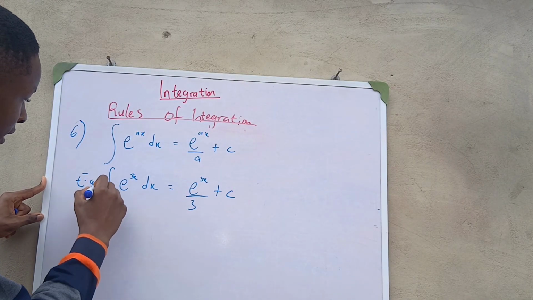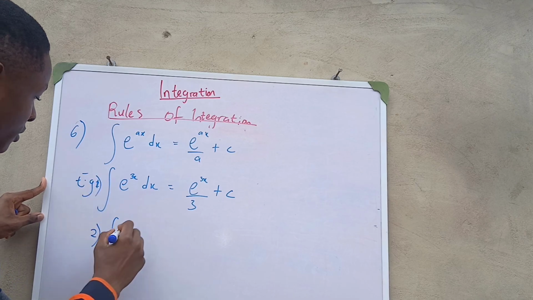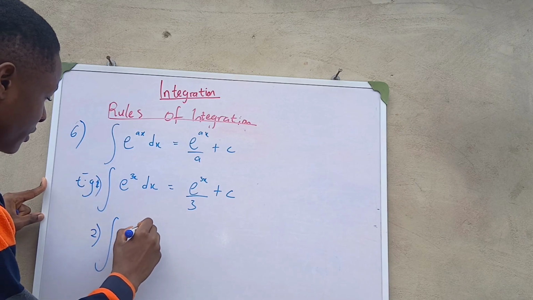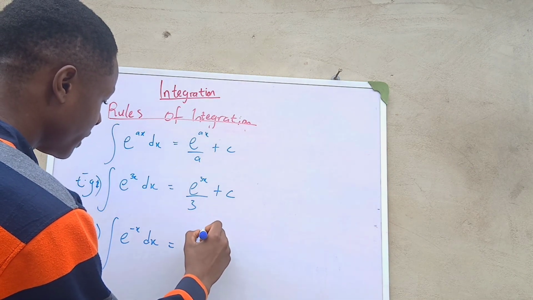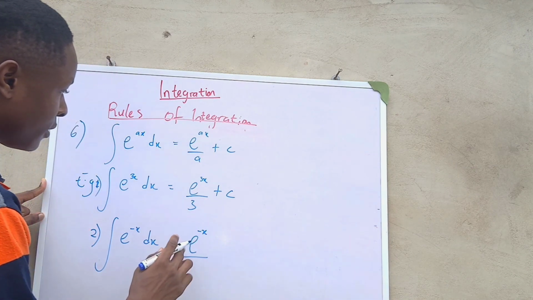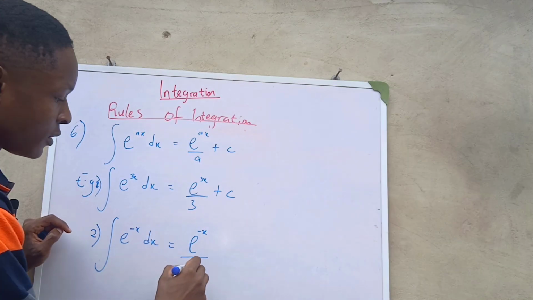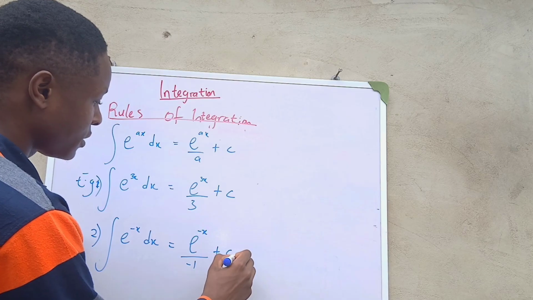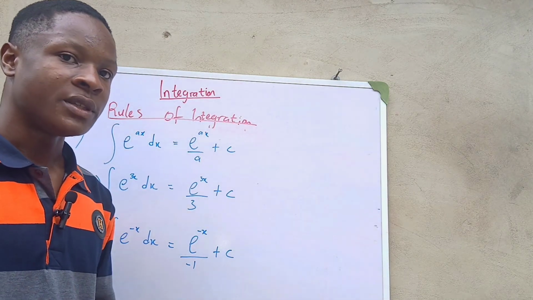So we have another example. This is example 2: the integral of e raised to power minus x dx. We have e to the power minus x all over the coefficient of x here, which is minus 1. So we have e to the power minus x over minus 1 plus c. So these are the rules of integration.